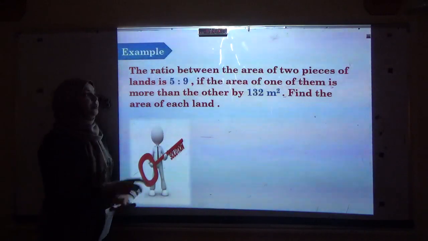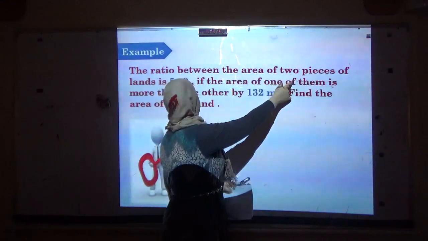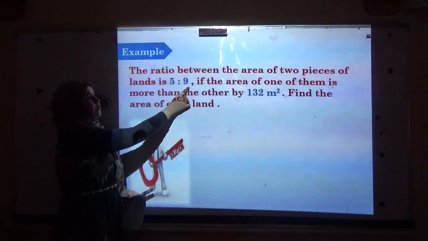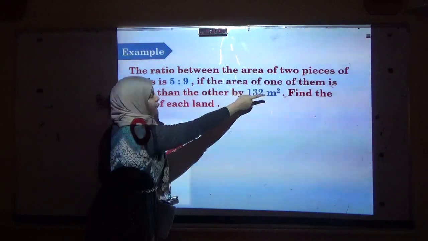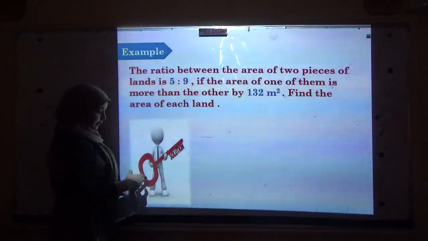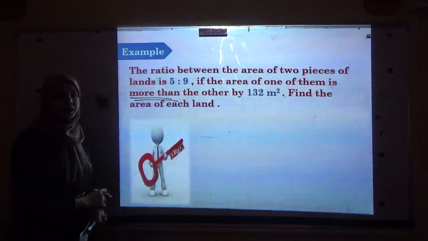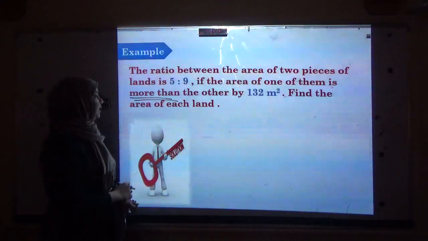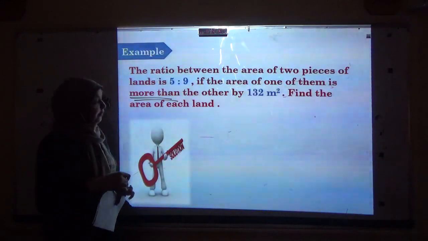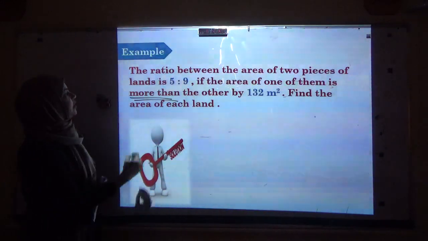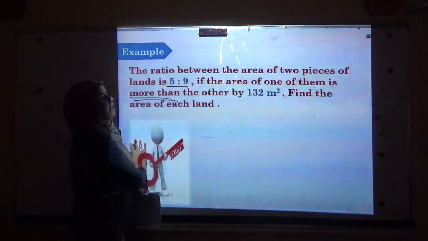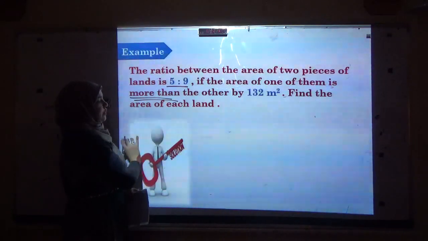Example: the ratio between the areas of two pieces of land is 5 to 9. If the area of one of them is more than the other by 132 square meters, find the area of each land. Here he gave us the ratio between the two pieces, the area of the two pieces.